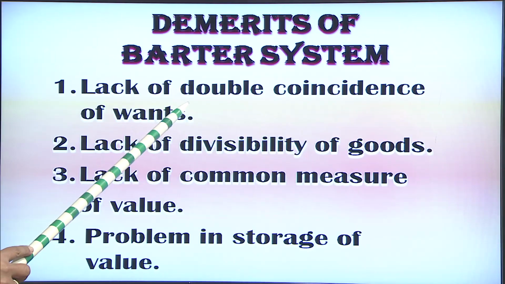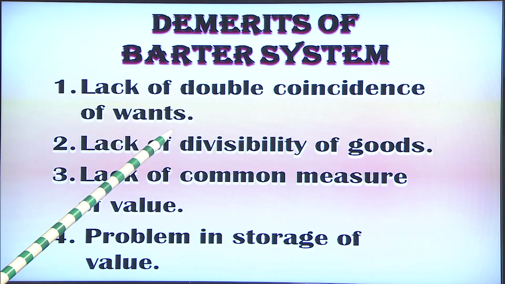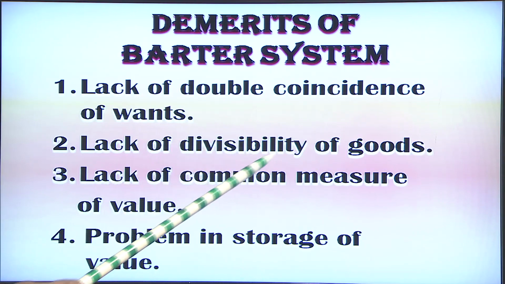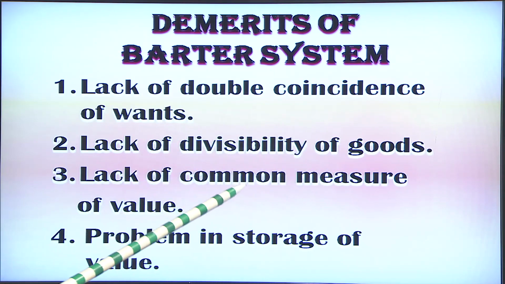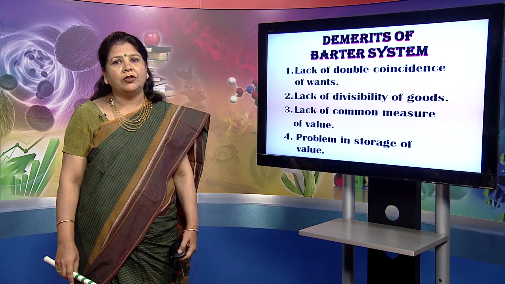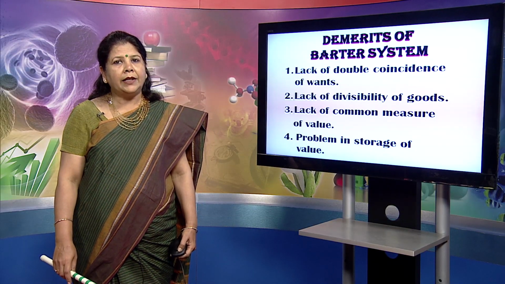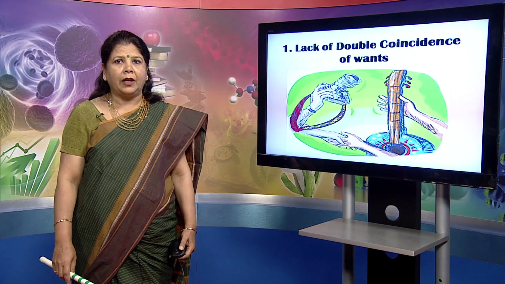These problems were: the double coincidence of wants was not there, there was lack of divisibility of goods, there was lack of a common measure of value, and fourthly, there was a problem in storage of value. Let us understand each of these problems one by one.